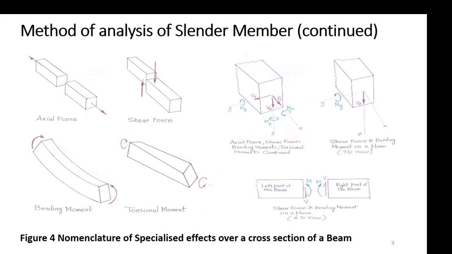So in the beam, now it is a 3D picture. If you look through this towards the beam, and if I project it and draw a 2D figure, it will be the figure which I have drawn below, the left part of this figure. So this is the moment My, here drawn as M, and the shear force Vz is drawn as V.